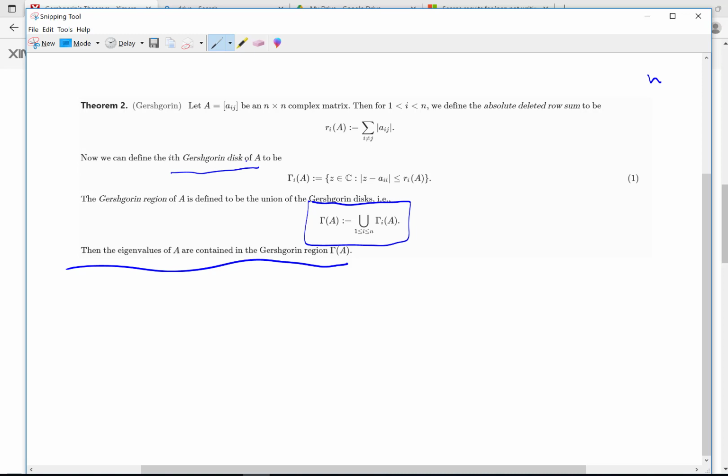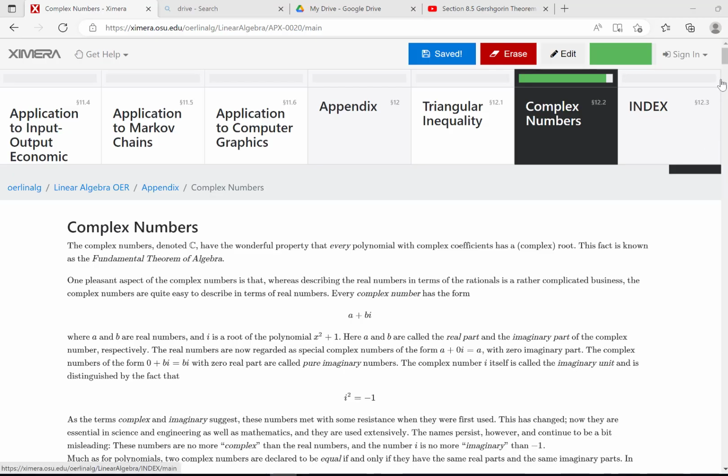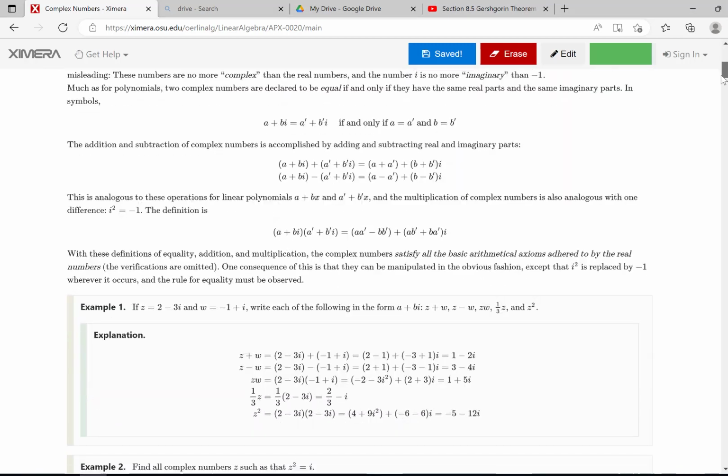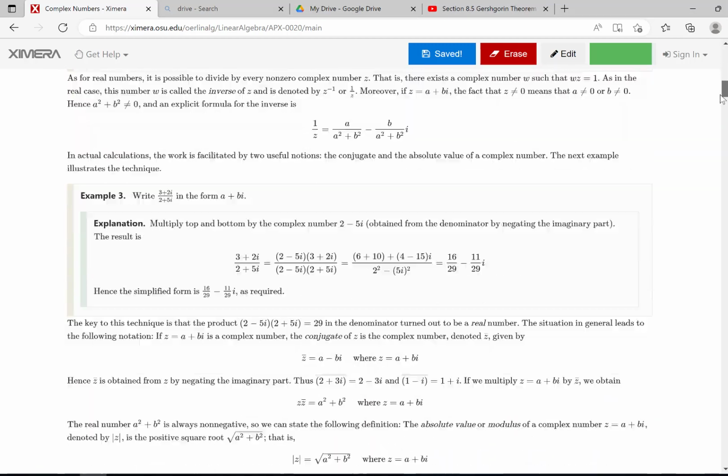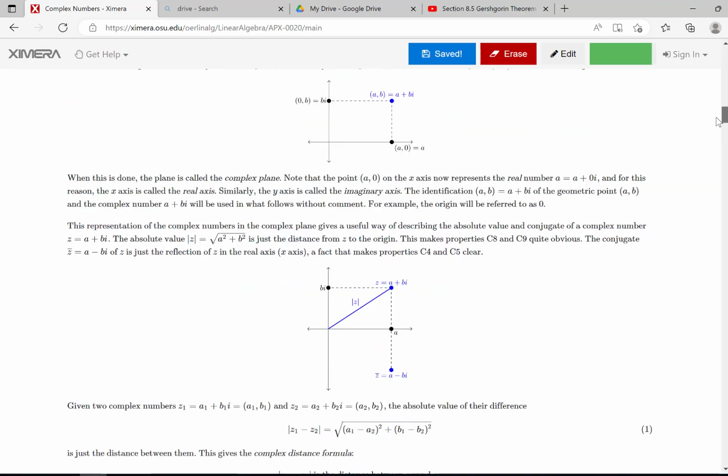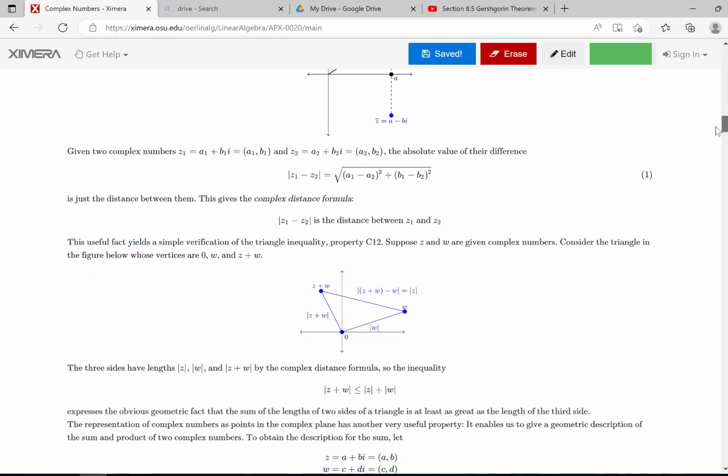So there are going to be n disks if you have an n by n matrix. So in the exploration, you had a 3x3 matrix, and you saw 3 disks. And the eigenvalues always appear in those disks. I guess the only other thing is this equation 1 here. What is this? So I'm going quickly to the appendix, section 12.2, scroll past the first few examples and properties down to equation 1 of this module, and I want to focus on it for just a moment.